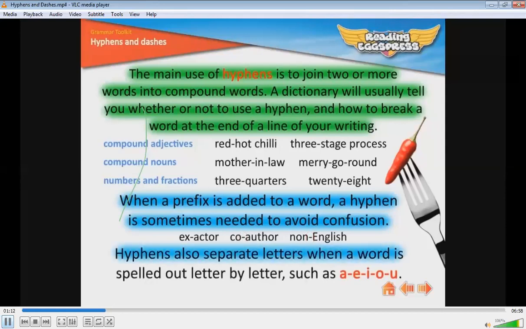Hyphens also separate letters when a word is spelled out letter by letter, such as A-E-I-O-U, which of course are the vowel sounds.